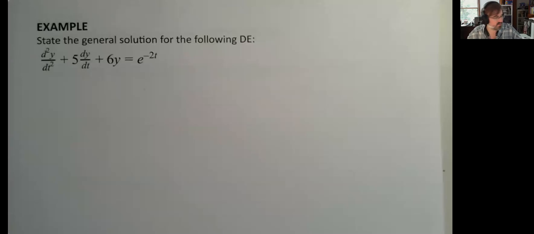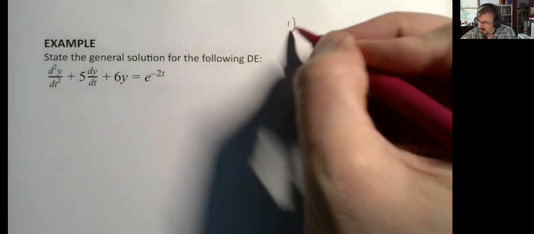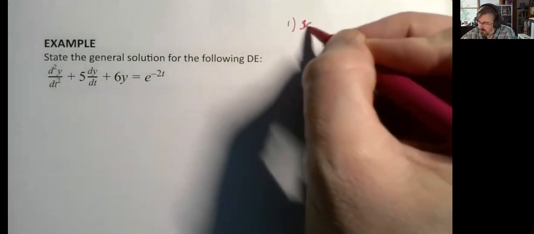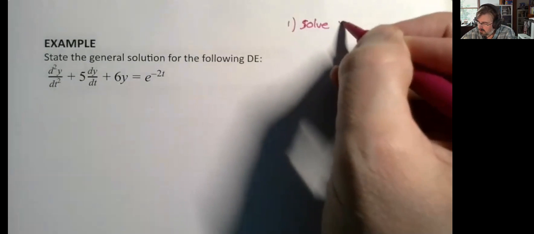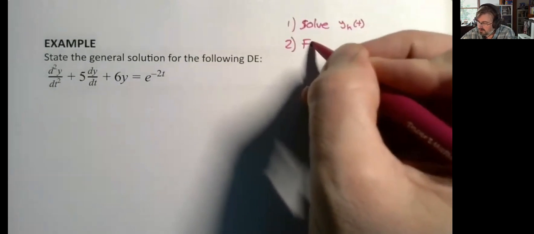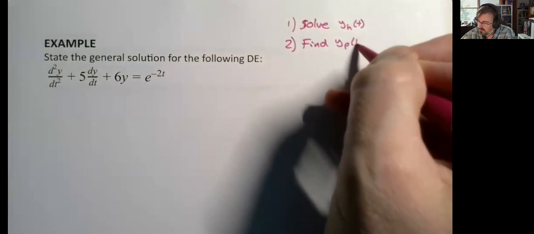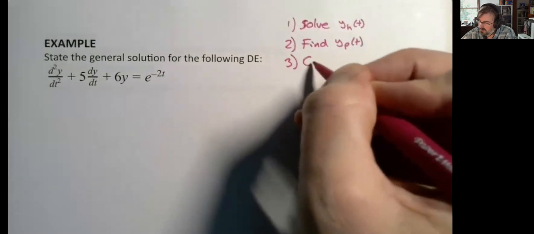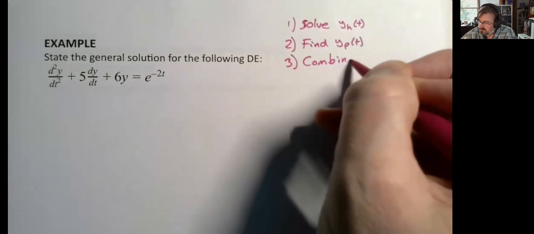So what happens with this? Well, let's see. Remember the rules. What are we aiming to do? The first part is to solve for y sub h. The second step is to find the particular solution. And then the third step is to combine them.